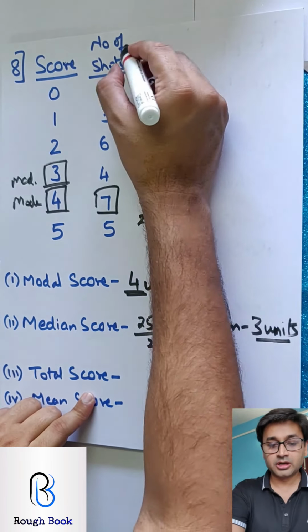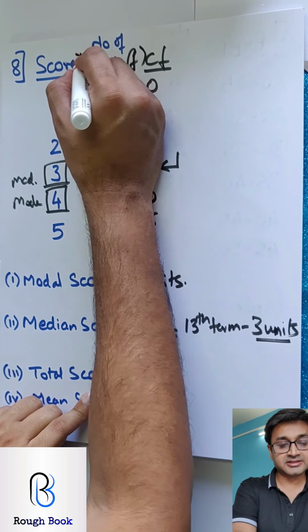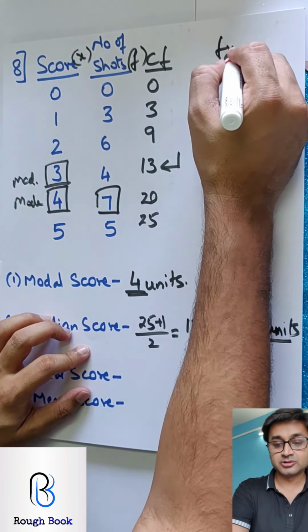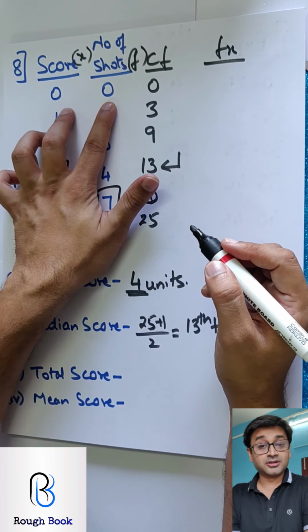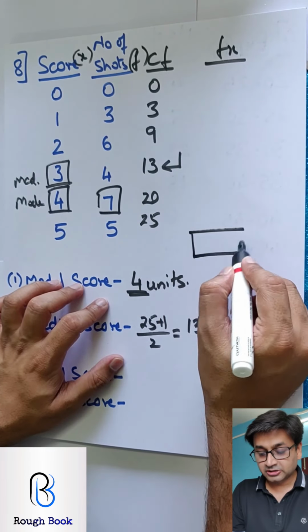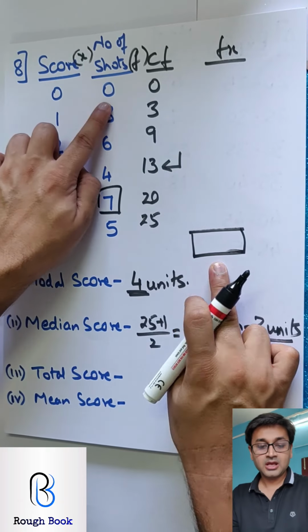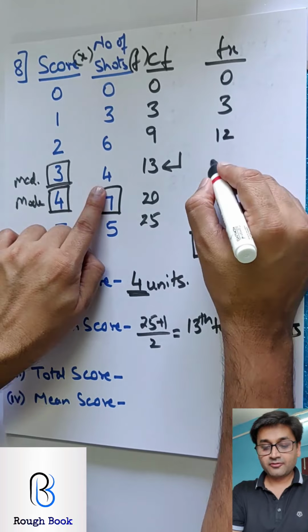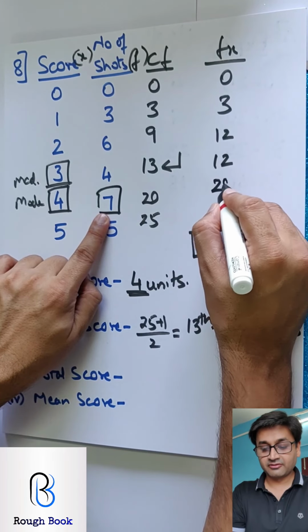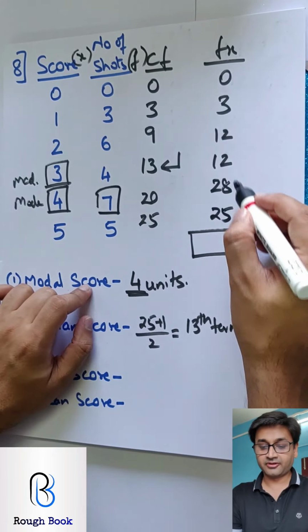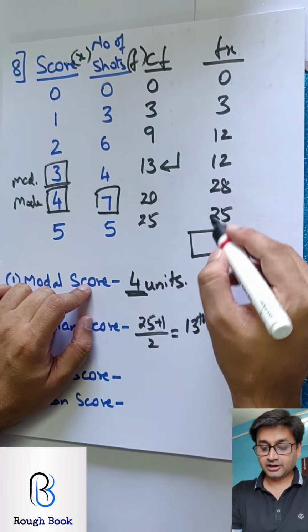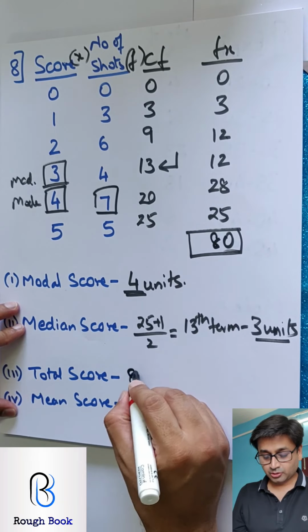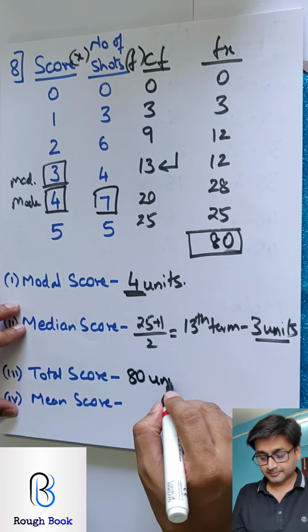The next one is total score. For the total score, take this as F and this as X. You are recapping everything we did in the previous exercise. So Fx, the direct method to calculate mean, will get you the total score. So 0 into 0, 3, 6 2s are 12, 4 3s are 12, 7 4s are 28, 5 5s are 25. So 10 and 20, 4, 5, 6, 7 and 1, 8. So 80. So total score is 80 units.